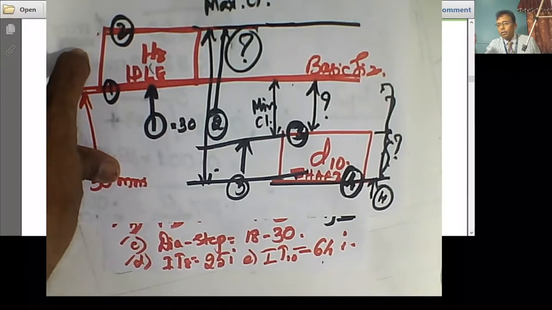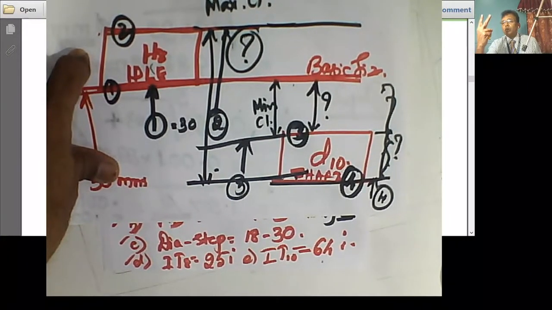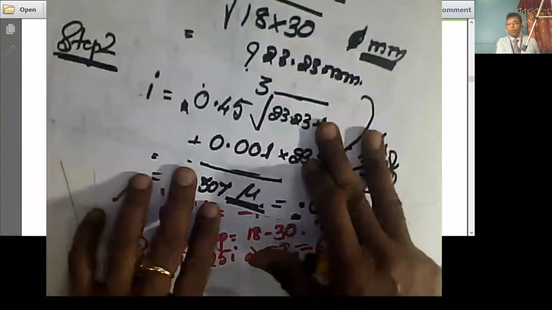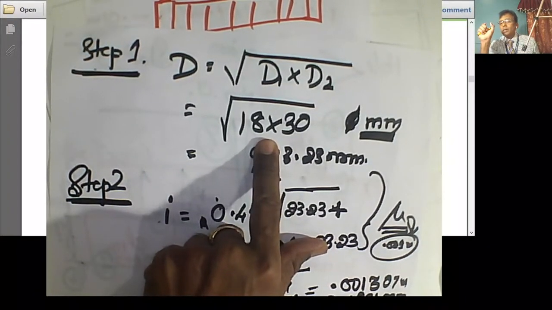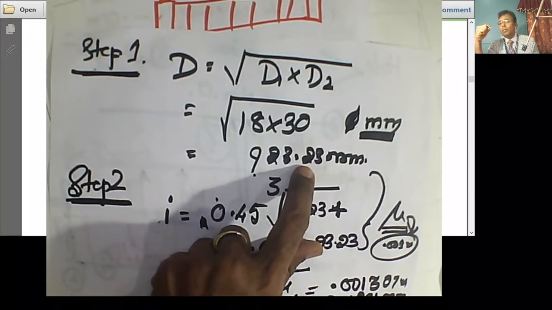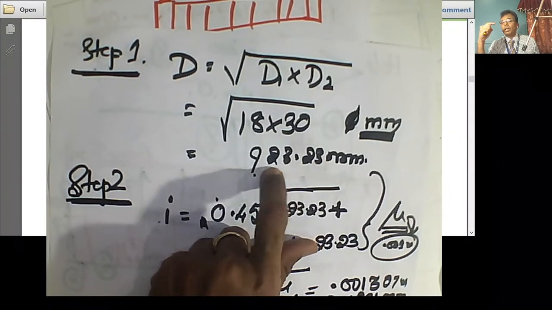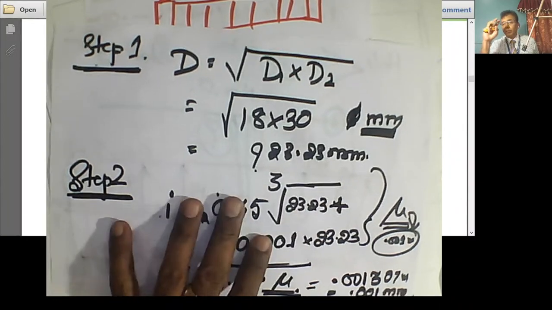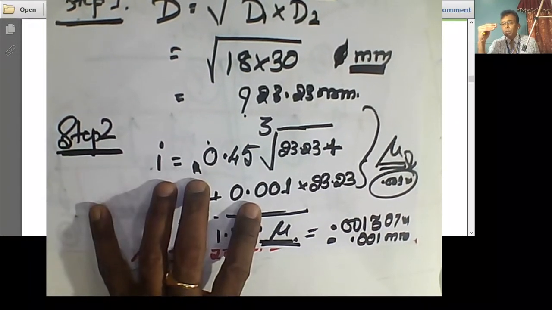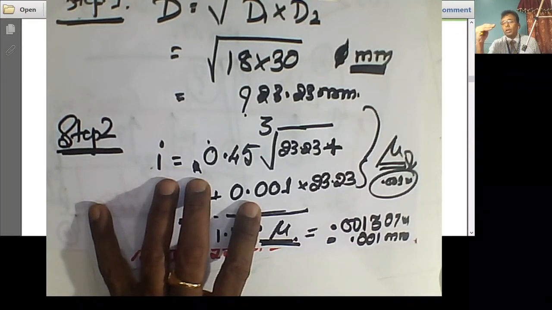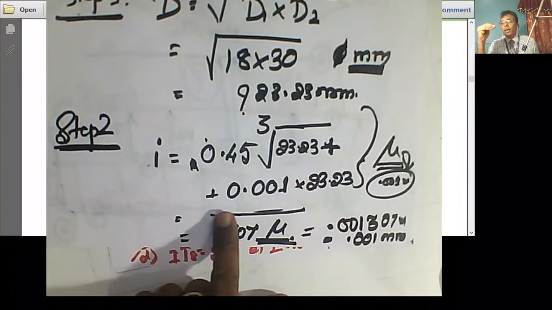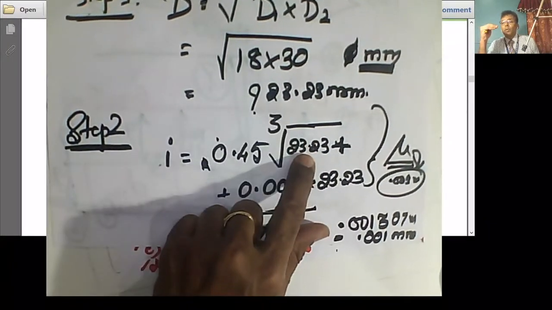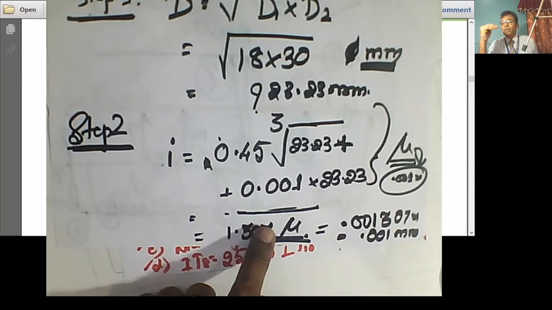Before finding out any values, we need to do two computations. First, find out how much is D. D is given as square root of diametral step 18 into 30, and you get the value in terms of mm. Here in this case, 18 into 30 comes square root 23.23 mm, if my calculation is right. Next, step 2, tolerance I is 0.45 cube root of D plus 0.001 D. So you find out this value. D value we have already found out, 23.23. Finally, what you get is 1.307 microns.